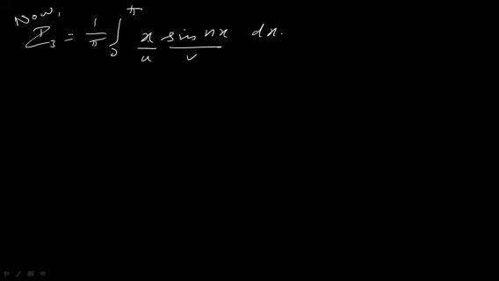Now your I3 is equal to 1 by pi integral 0 to pi x sin nx dx. So this is of the form integral u v dx, right? Your u is x and v is sin nx. So you know the formula, integral u v dx is equal to u v1 minus u dash v2 plus etc.